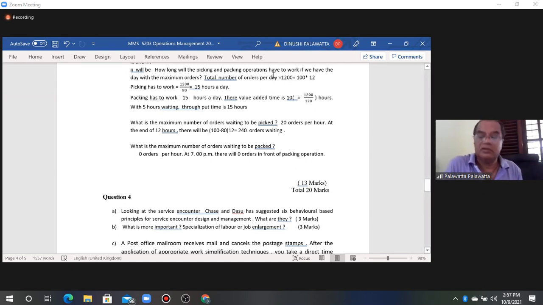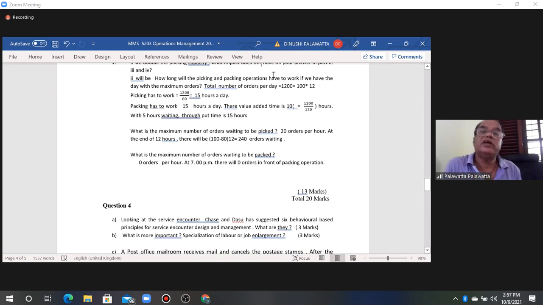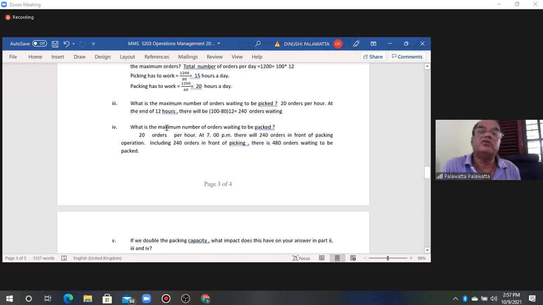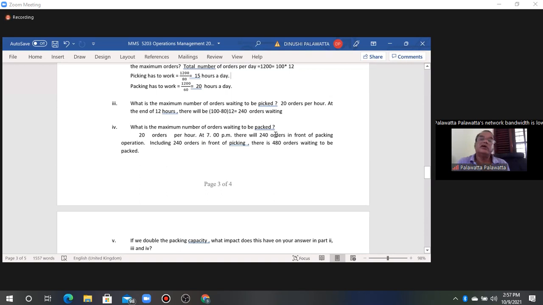Someone is asking, it's 480. How did we get the 480? You see, 20 orders per hour, and then there will be 240 orders in front of packing operation, because packing is slower than picking. Picking operation is working 80 customers per hour. Packing is working 60 customers per hour, and therefore, at the end of the day, there will be 240 orders waiting in front of the packing operation.